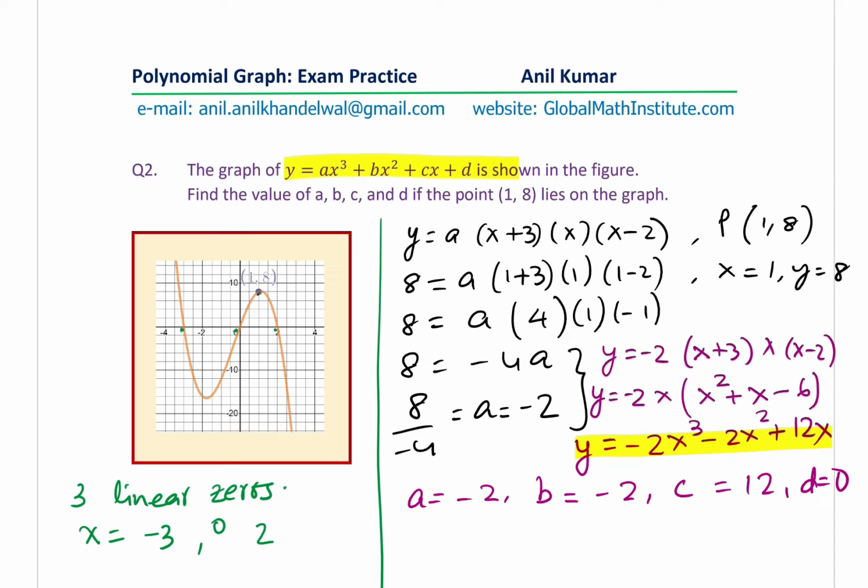Since the equation itself is y equals minus 2x cubed minus 2x squared plus 12x. Is that clear to you? So that is how we could actually answer all these questions.